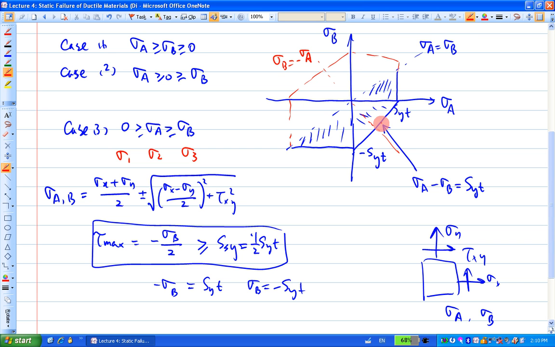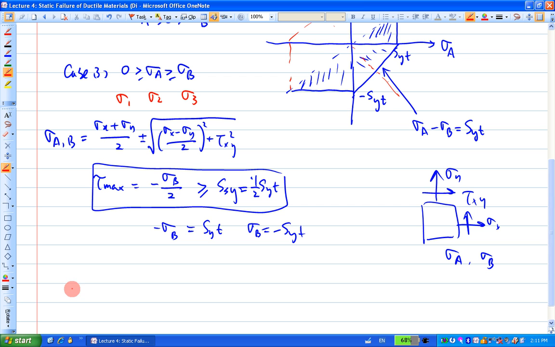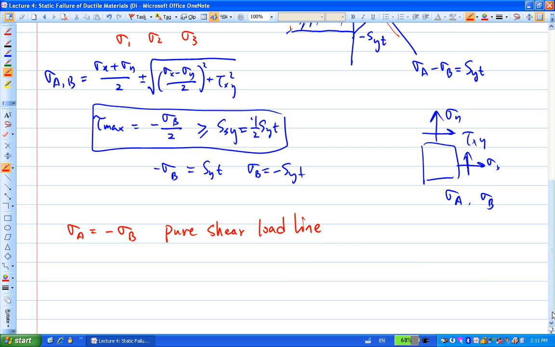So this line is called the pure shear load line. What that means is, if you pick any point on this line, there's always this relationship between sigma a and sigma b: they have the same absolute value and are just opposite of each other. So sigma a equal negative sigma b. This is called the pure shear load line. So let's take a second look at this wording. Why is it called the pure shear load line? The keyword is pure shear.